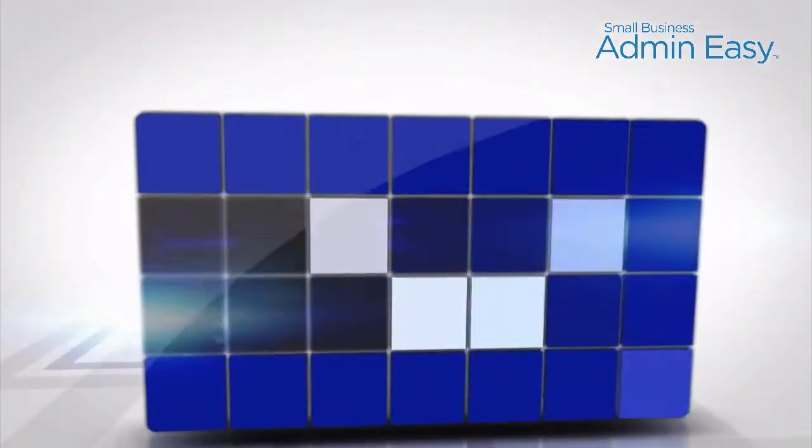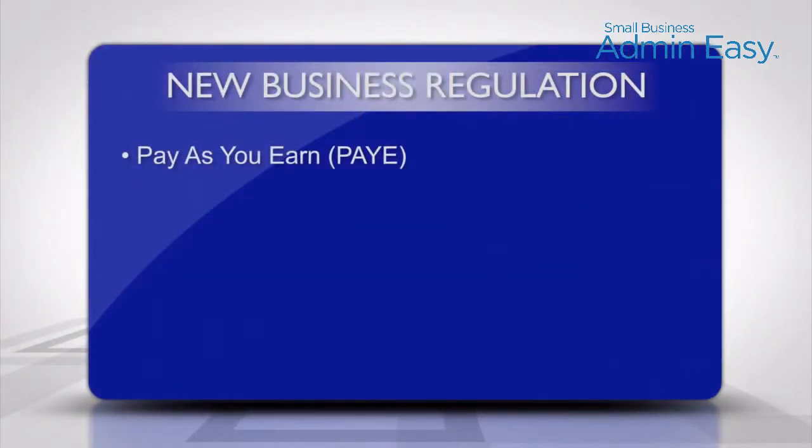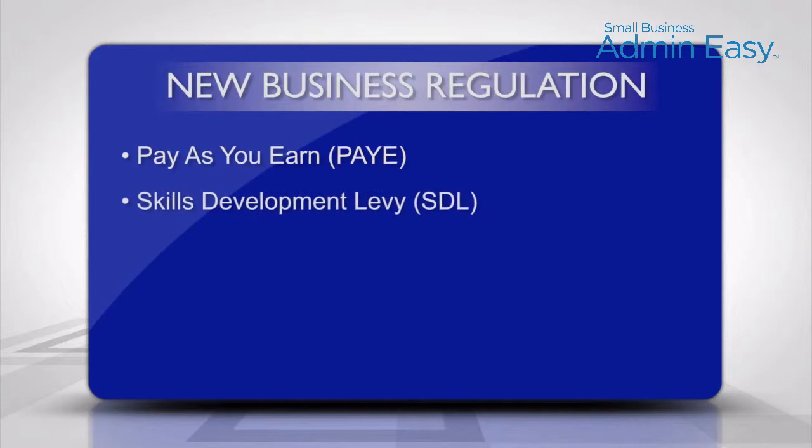Let's look at the requirements by SARS when you become an employer. As a business, you're legally obliged to register for the following within 14 days of you becoming an employer. Pay as you earn, otherwise known as PAYE. Skills Development Levy, or SDL. And Unemployment Insurance, or UIF. You can register for these in the following ways.